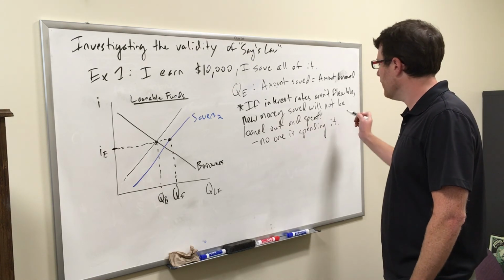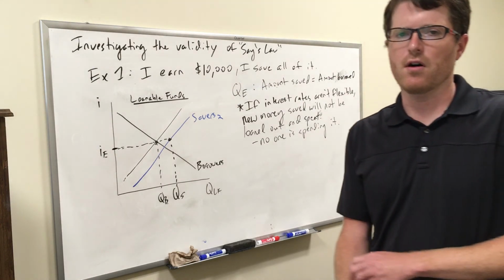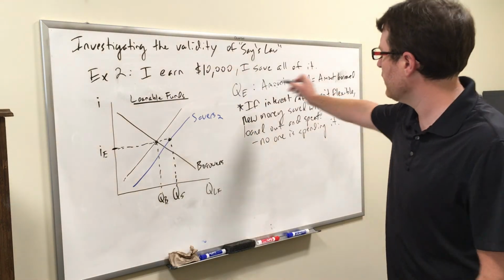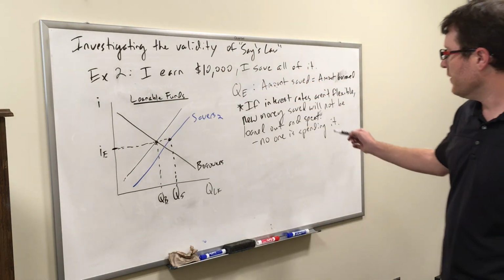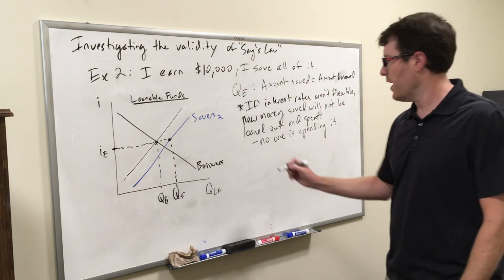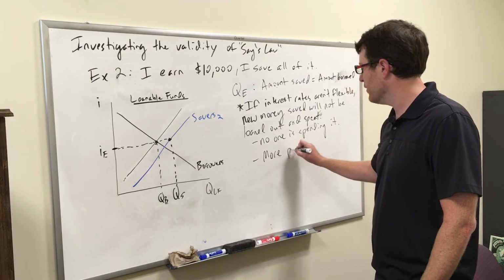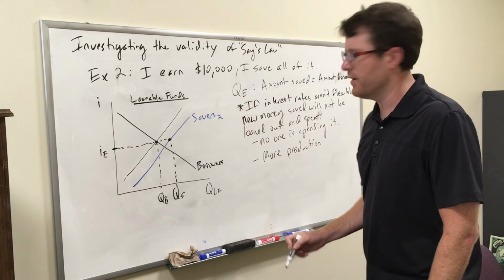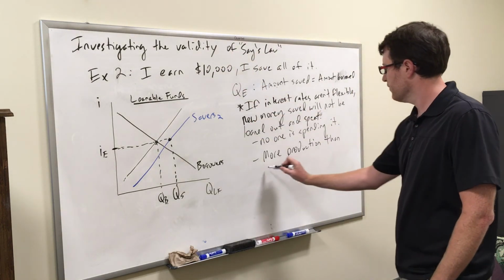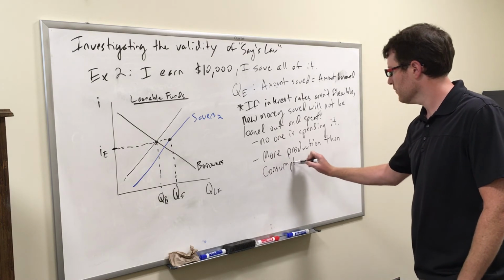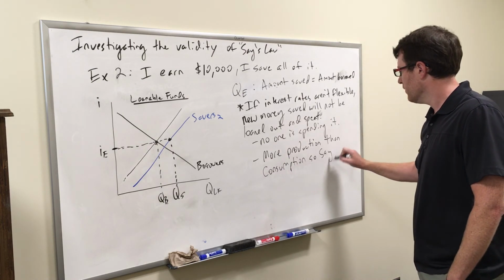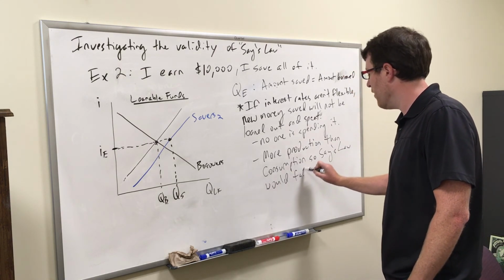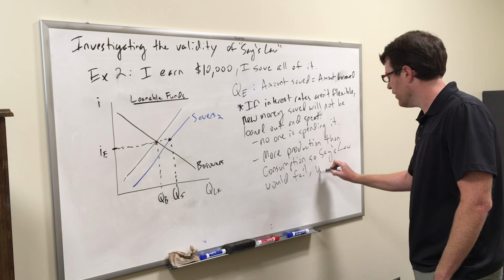Think about what that means in regards to Say's law. And I should relabel this: Example 2, the scenario where I save all of that $10,000. In this case, no one is spending it. So what happens is there ends up being more production. That production led to me getting 10 grand, but no consumption. So Say's law would fail without flexible interest rates.